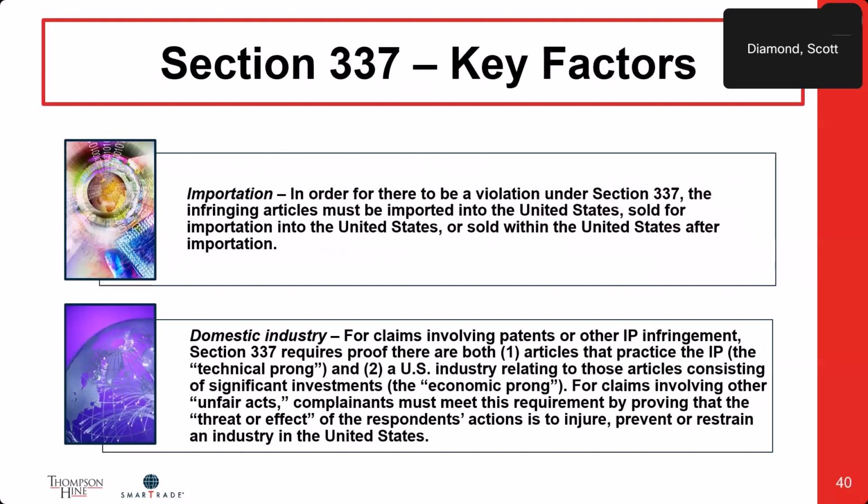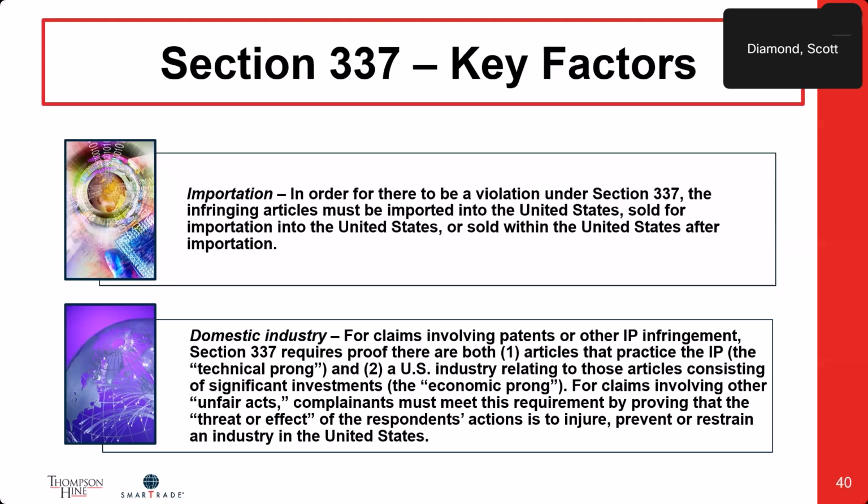This next slide shows 2 key factors that the Commission and the ALJ consider. First one is importation. You would think that would be fairly clear. The infringing articles from a foreign respondent to the complaint must be imported into the United States. And while that does look simple on its face, it can sometimes be challenging for a complainant to determine whether and how those infringing articles are imported, especially if the articles are merely components of another product.